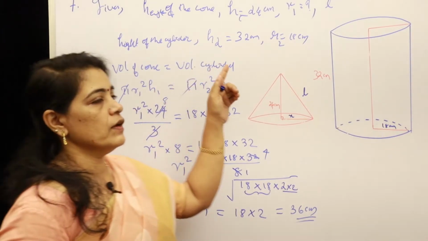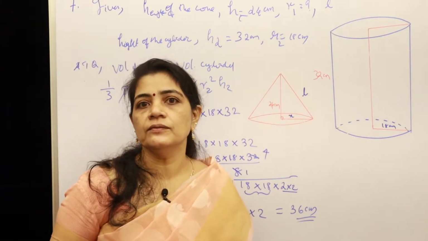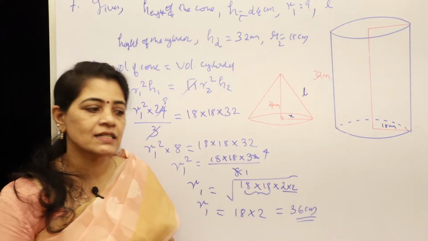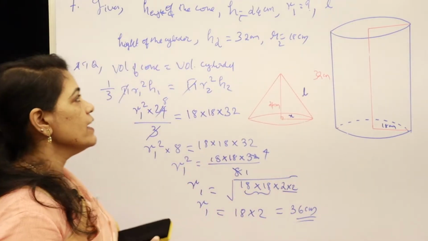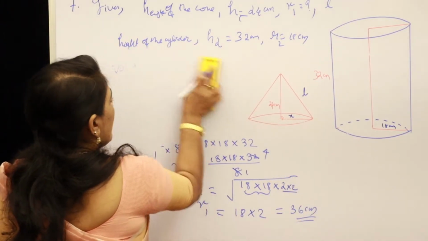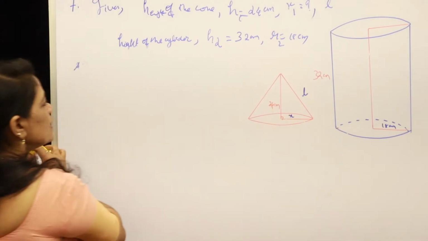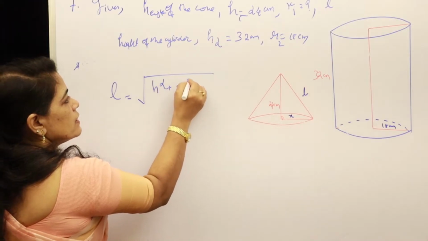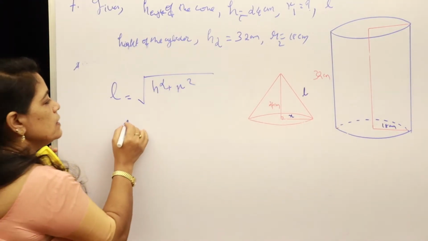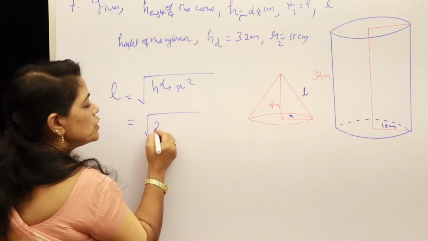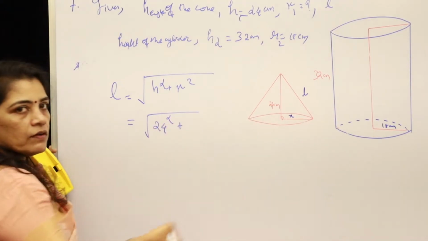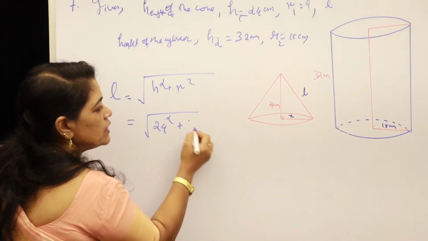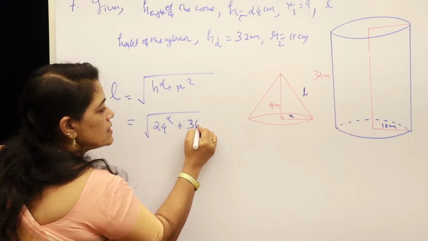So we got r1, the radius of the conical heap. Next, we need the slant height. What is the slant height of the cone? By formula, we represent the slant height as l, and the slant height is equal to root of h square plus r square. Here h1 of the cone is given as 24, so 24 square, plus r1, the radius of the cone we have found as 36, that is 18 into 2, so 36 square.